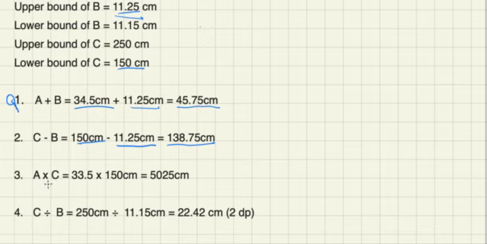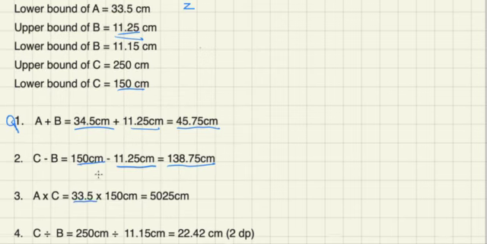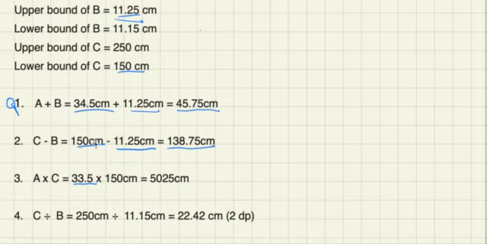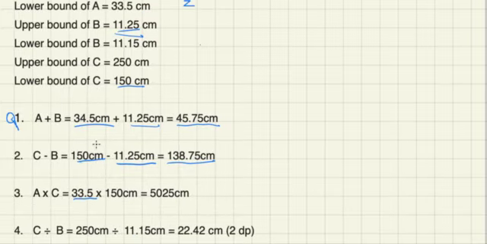And question 3 was A multiplied by C. So let's just have a look. So the lower bound for A, so in this case is looking for the lower bound, and the lower bound just comes from here, that's 33.5. And the lower bound for C, which is 150, which is here. And when you multiply the two together, this is what you obtain. And because this is centimetres and this is centimetres, this means that it's centimetres squared.